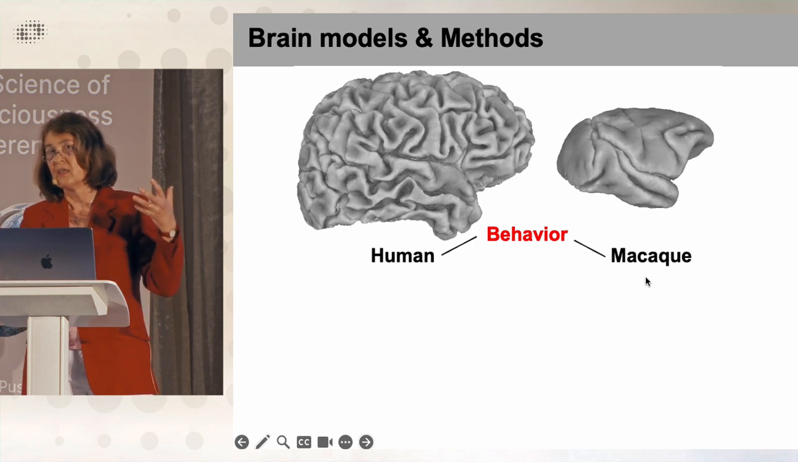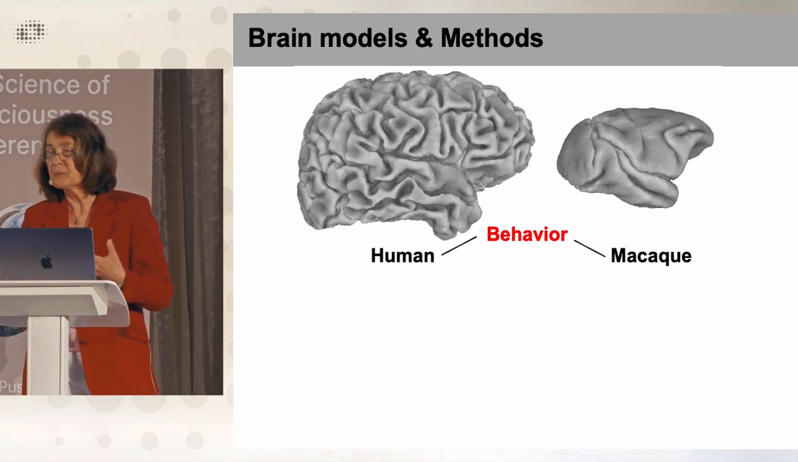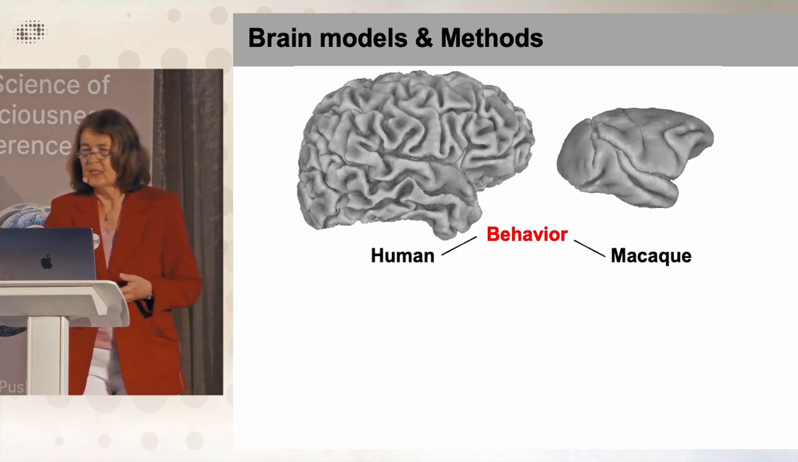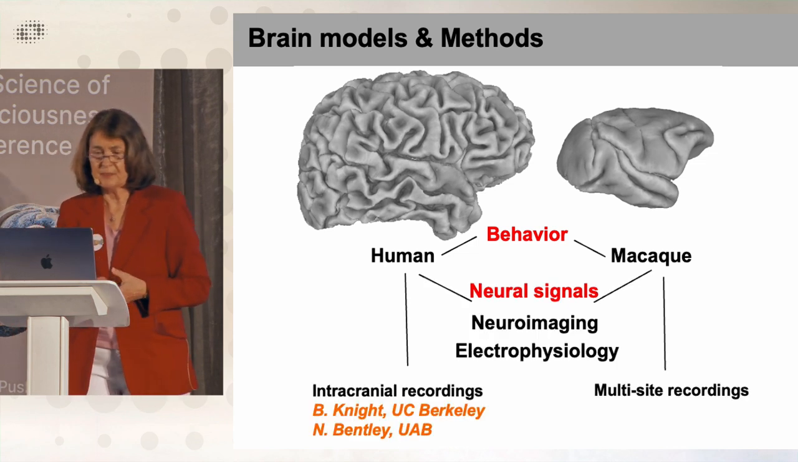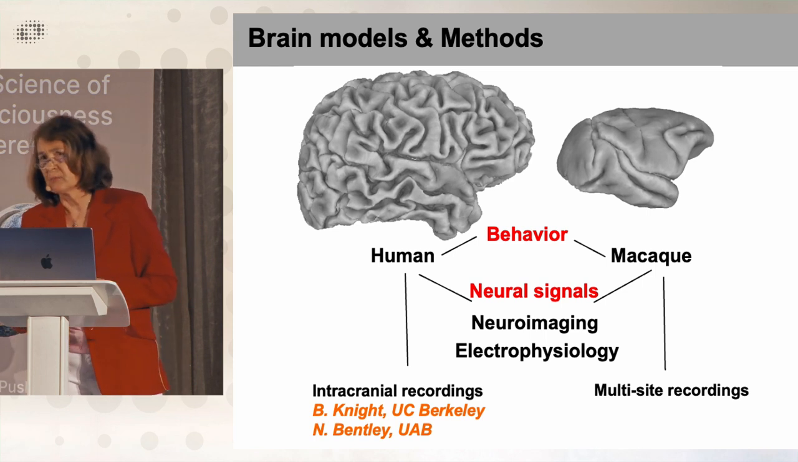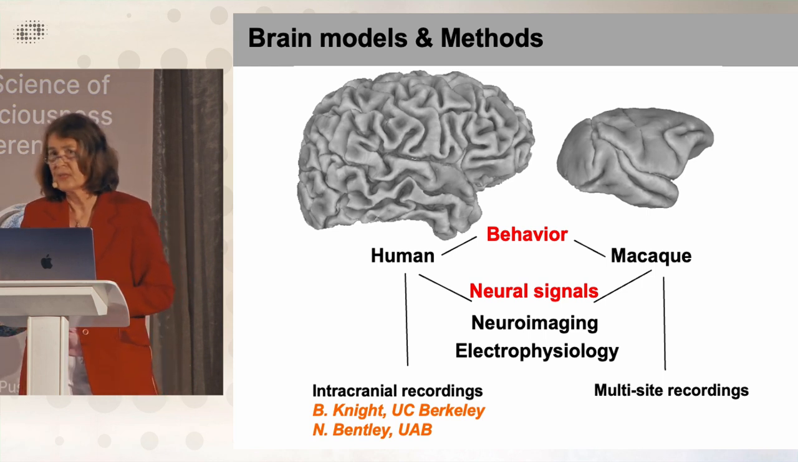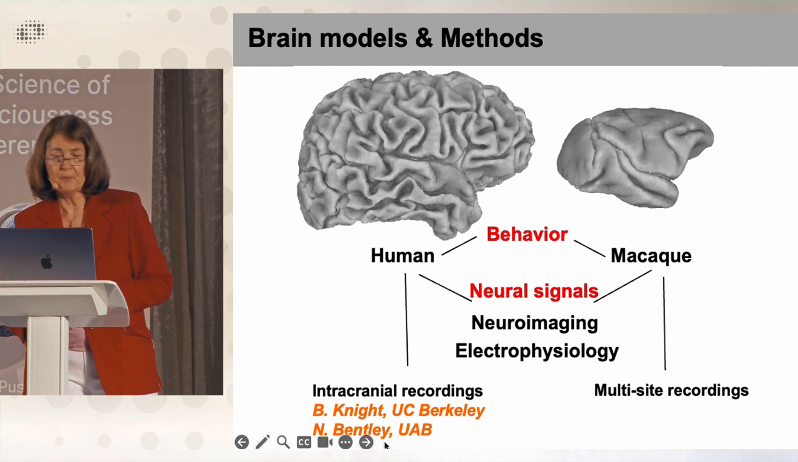And then we can use these behavioral patterns that are very similar across the 2 primate brains to link them to the neurosignals that are mainly from electrophysiology, what we call intracranial electrophysiology. So these are direct recordings from the brain. We do that in the human brain as well.